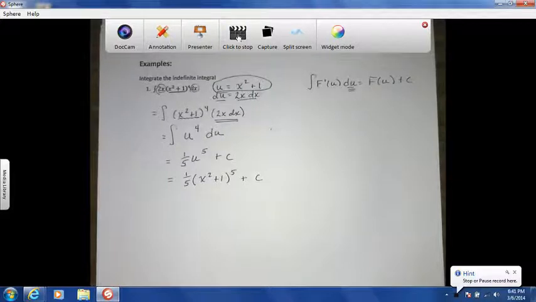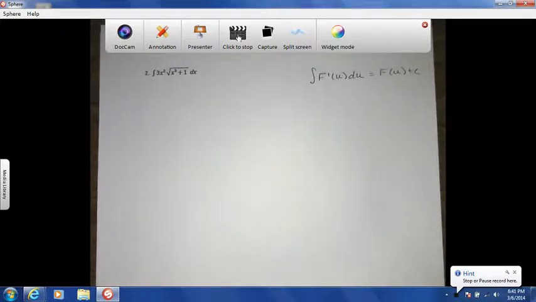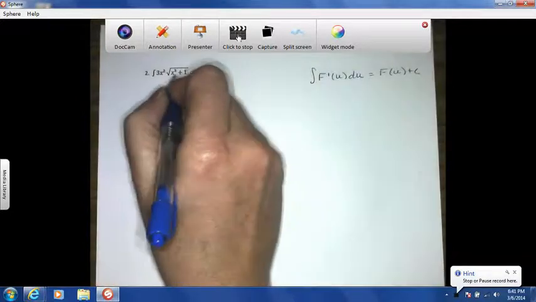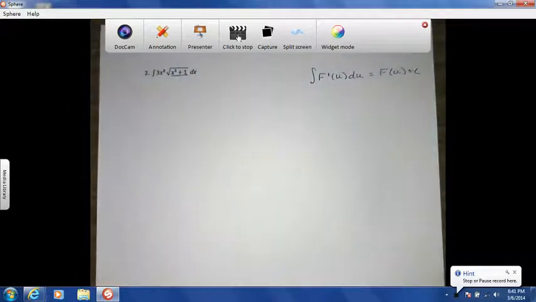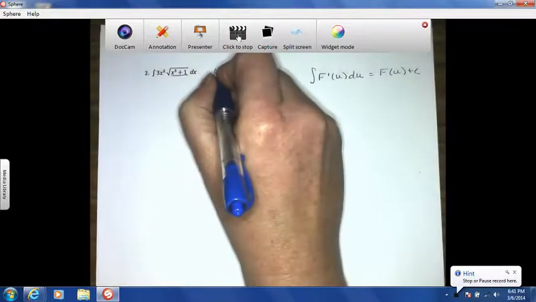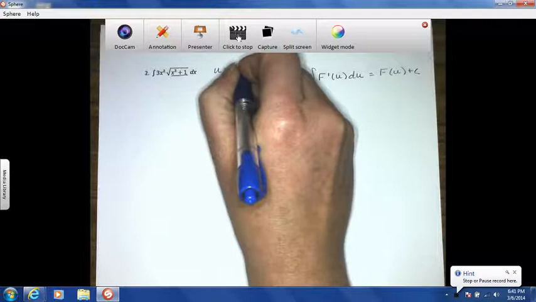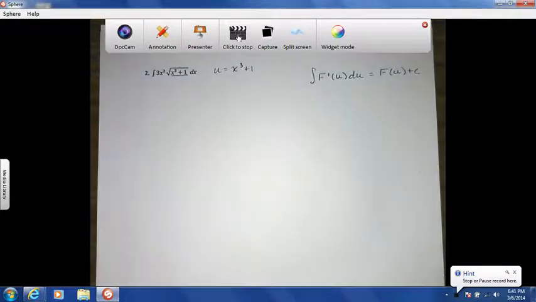Let's try another one. The integral of 3x squared times the square root of x cubed plus 1 dx. Now, once again, you must look for the inside of the composite function. That should always be your first step. So when I look at this, I see x cubed plus 1 as the inside of a square root function. So that is what I'm going to let my u represent. So u is going to be x cubed plus 1.